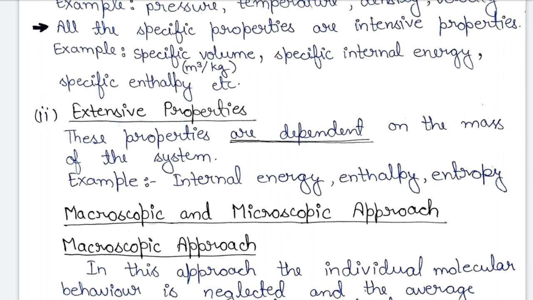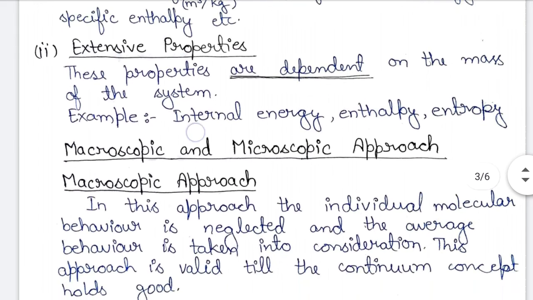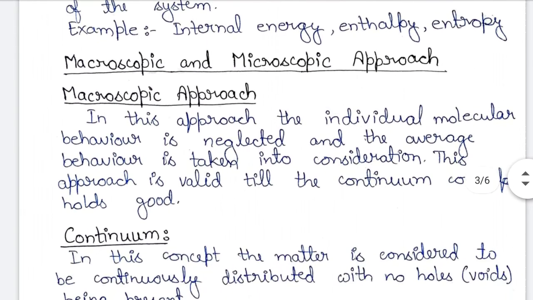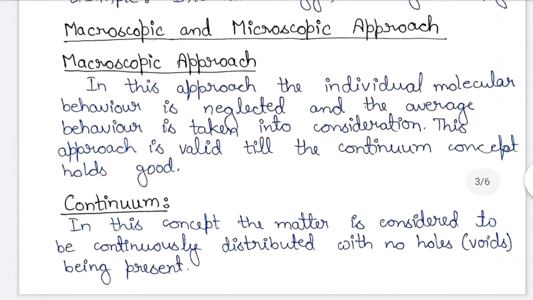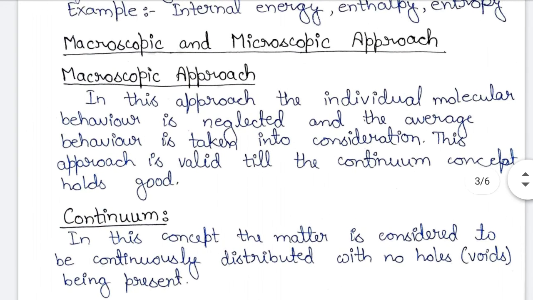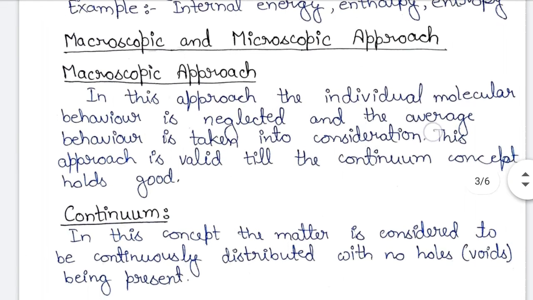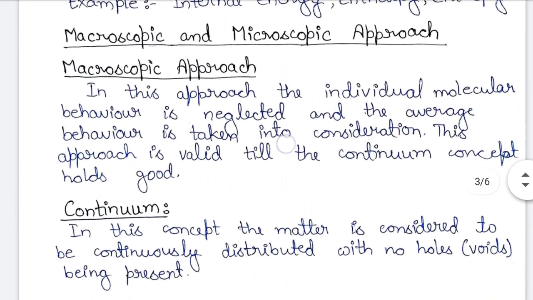Extensive properties are those properties that are dependent on the mass of the system, such as internal energy, enthalpy, entropy. Now we will see about the microscopic and macroscopic approach. In the macroscopic approach, the individual molecular behavior is neglected and the average behavior is taken into consideration.